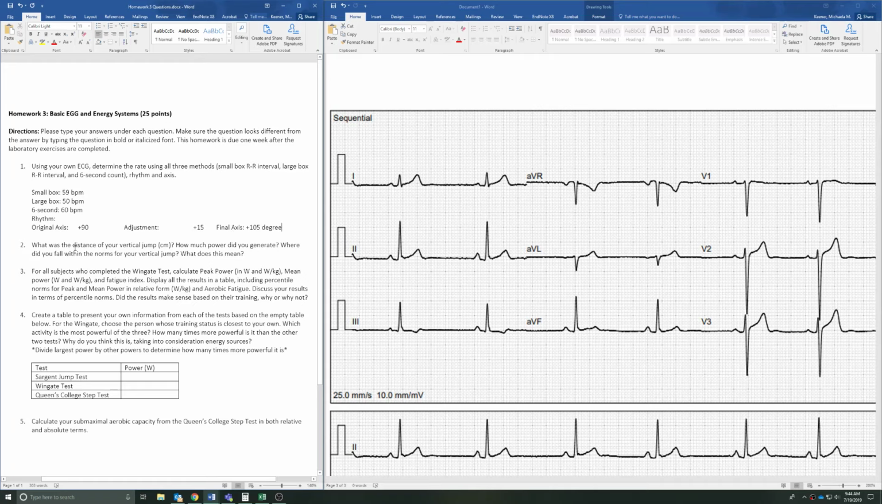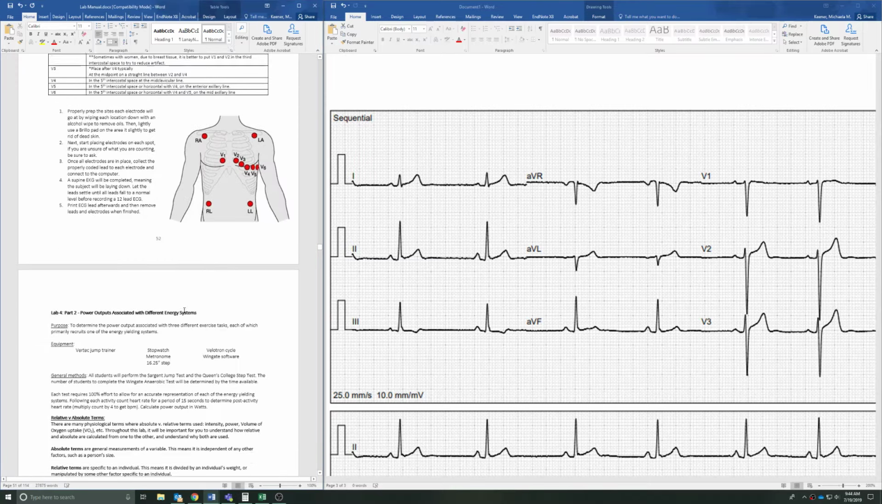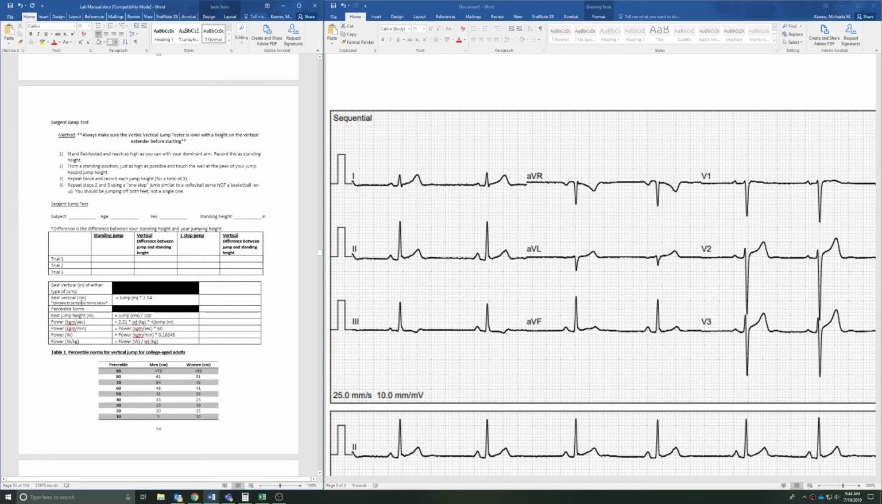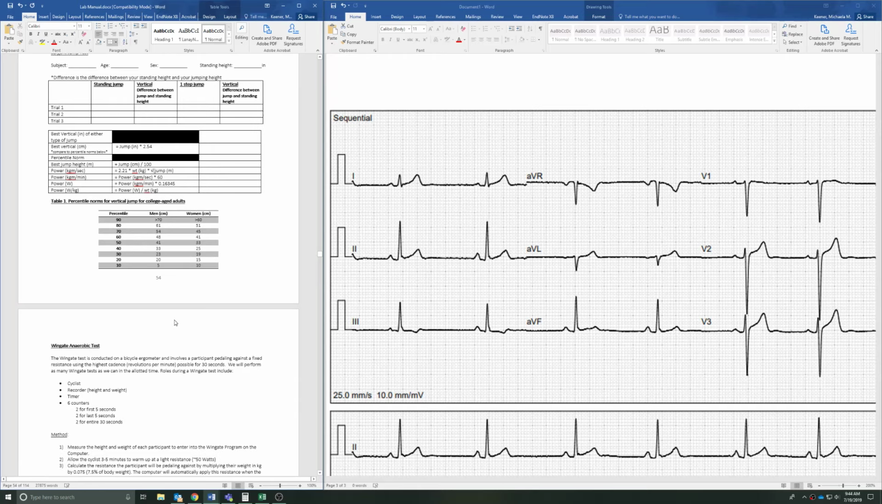For number 2, you're just following your lab manual. You should have done this before you left lab. And you're just going to be going down and working down and talking about your percentile based on what you get here.